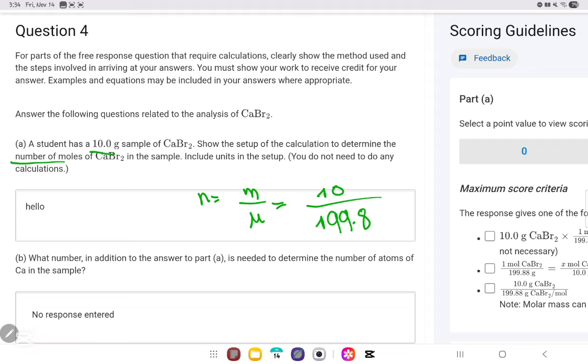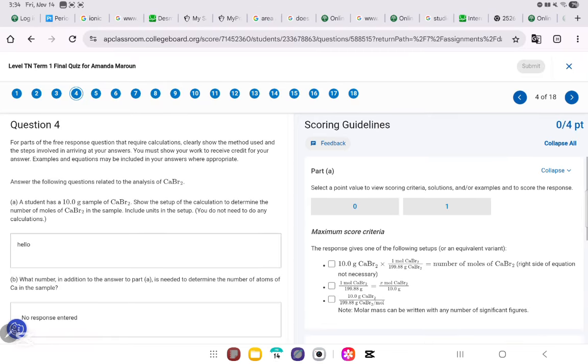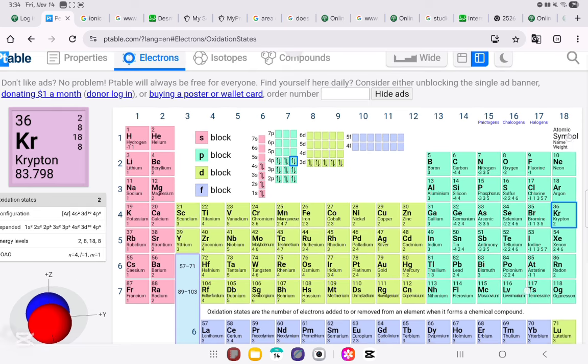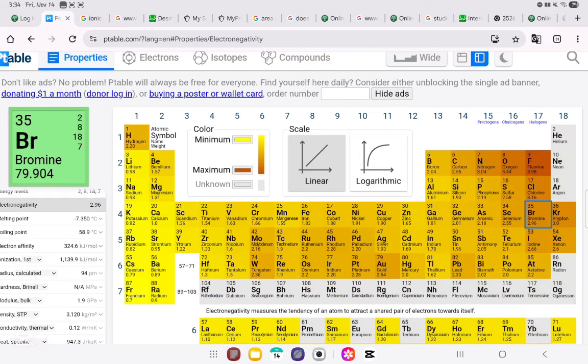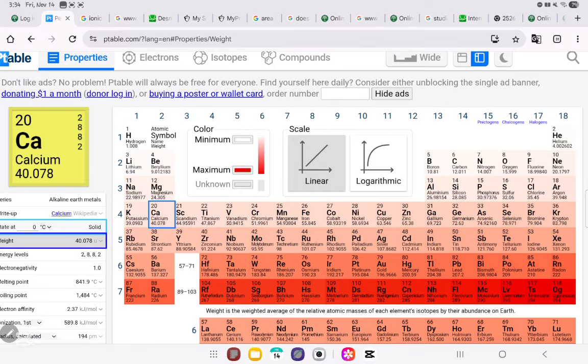Of course, they're going to provide you with a periodic table in the exam. Please use the exact value. So let me actually try using the exact value from my periodic table. Let me go to the periodic table here. I will see that bromine has a mass of 79.904 grams, and calcium has a mass of almost 40 grams.